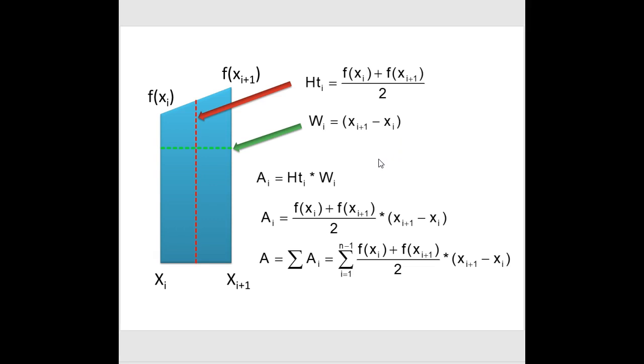And the area then is equal to the height times the width. So you take the height and multiply it by the width, and you now have the area. And so that's the area of a single trapezoid. If you want to get the area under the curve, you sum all of the individual trapezoids. So i goes from 1 to n minus 1, f of x i plus f of x i plus 1 over 2 times x i plus 1 minus x i.